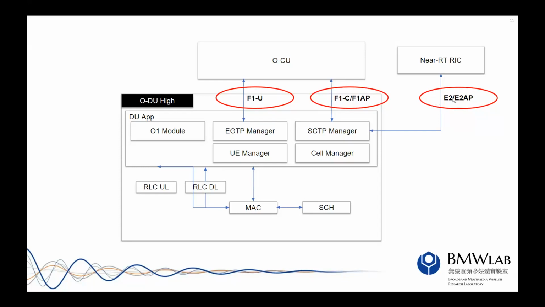And the most right side is the E2 interface, and the E2 interface is for the near real-time RIC. The concept is the same, but it only has the control plane. So this interface can monitor the performance metrics, and the near real-time RIC can also send control signals back to the SCTP manager.